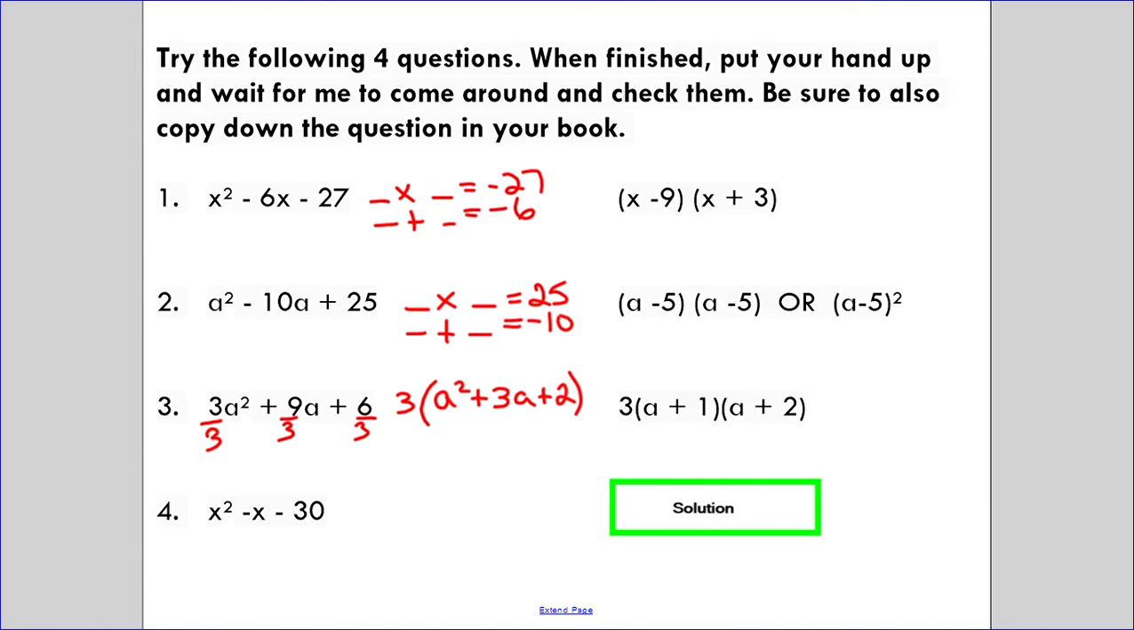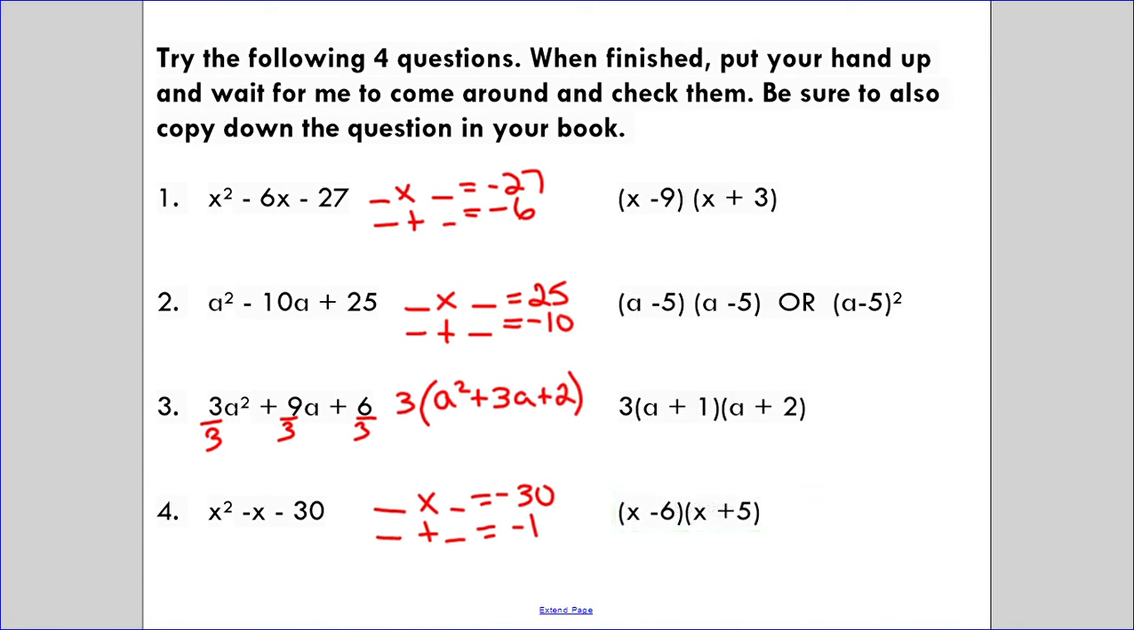And then when I think about my last one, two things that multiply to give me negative 30, and those same two numbers are going to add together to give me negative 1. So two numbers that are really close together to make 30 would be 6 and 5, and then I just have to get the sign in the right spot. So x minus 6 and x plus 5.